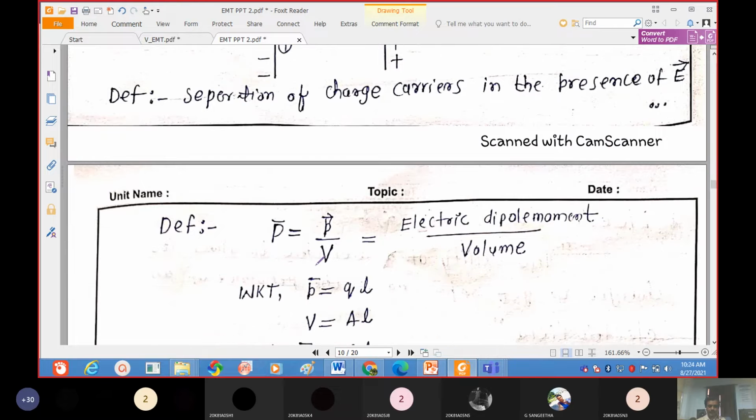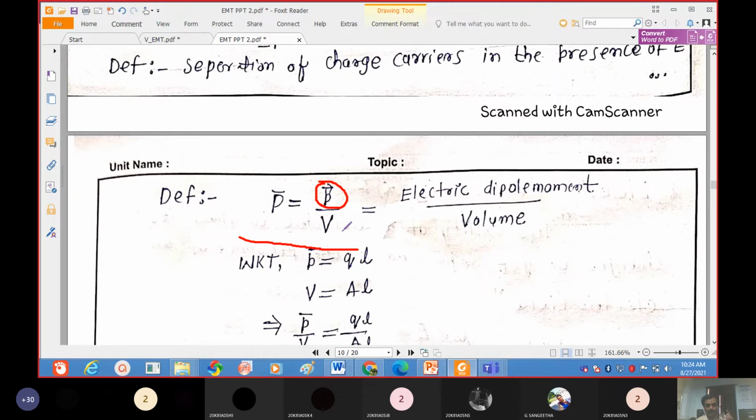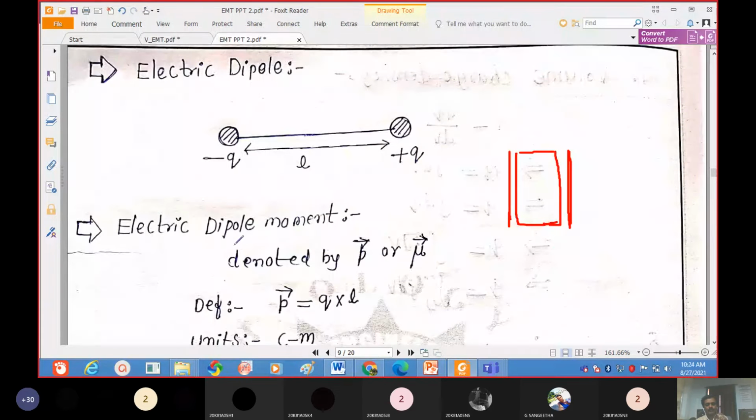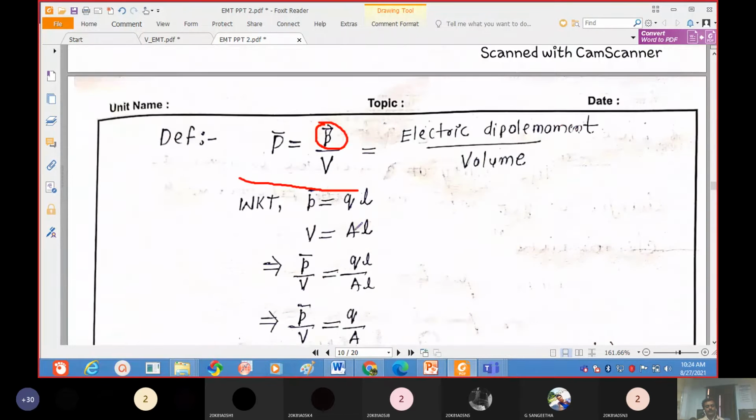Now coming to the formula for polarization. Here p bar, small p, gives the dipole moment. So this dipole moment, small p, is equal to q into l. Small p is called the dipole moment, otherwise the electric dipole moment.